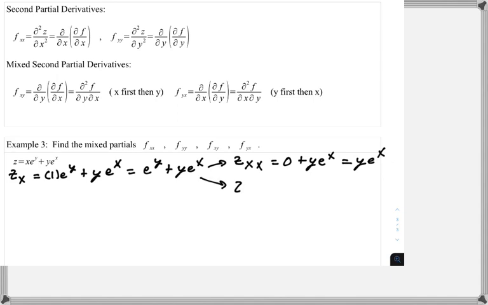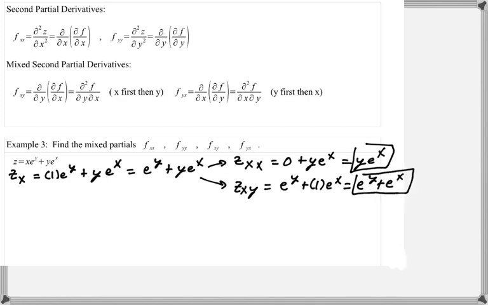Now let's do a mixed partial. So we took the derivative with respect to x. Now we're going to take it with respect to y. So that's going to be e to the y plus 1 times e to the x. And so that's going to be e to the y plus e to the x. Okay. All right, now let's take the partial derivative with respect to y first. So partial derivative of z with respect to y is going to be x e to the y plus 1 times e to the x, which is going to be x e to the y plus e to the x.